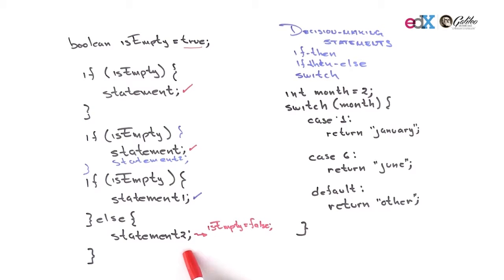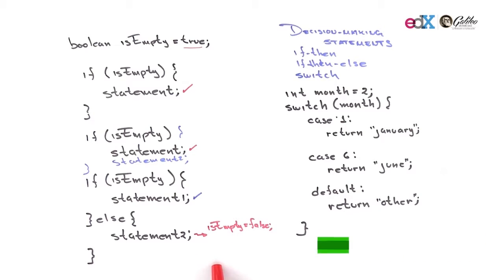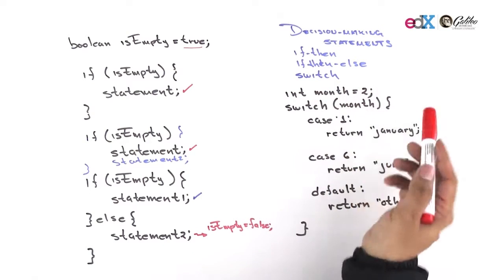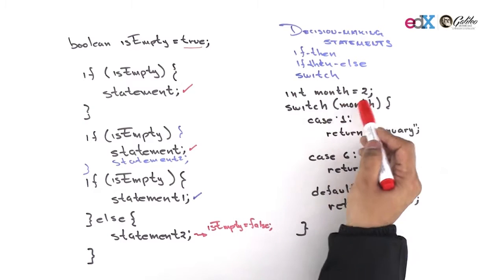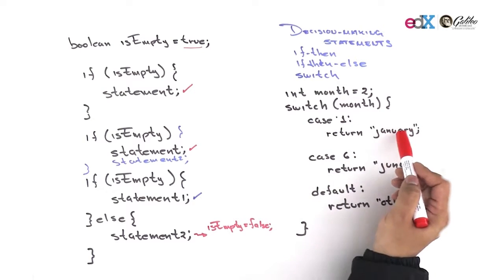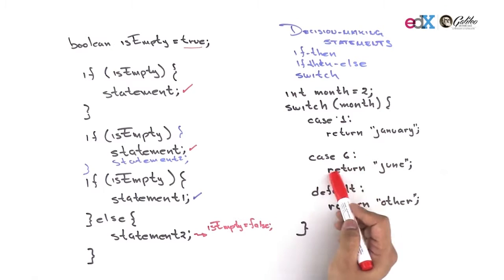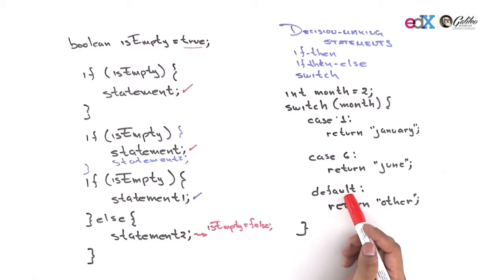The switch statement can compare different values like strings, enumerations, and the wrappers. The wrappers are classes that wrap the different primitive types that the Java language has. In this example, we declare a variable called month with an int value equal to 2. The switch will decide what statement will be executed depending on the month value. So in the case month is equal to 1, then return January. In the case it is equal to 6, then return June. And then you could put all the cases that you need.